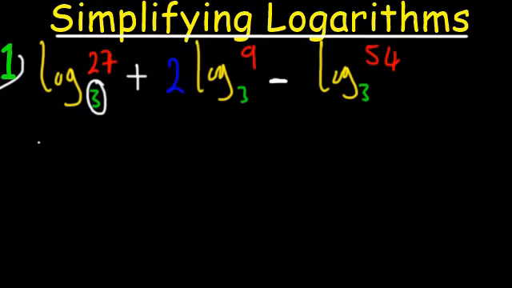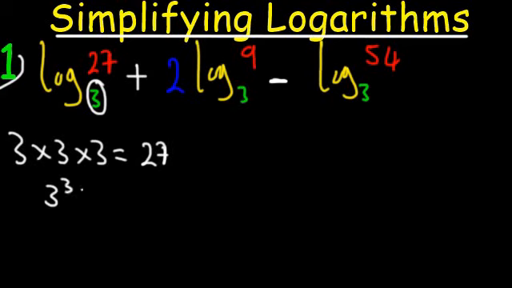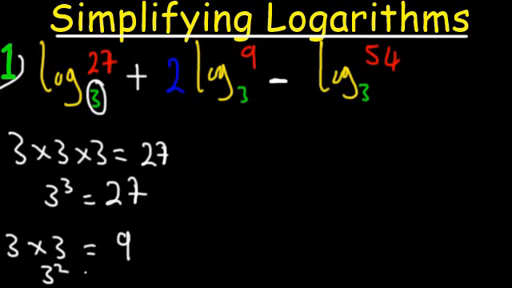Now, in how many different ways can we multiply 3 by itself that will result in 27? So it turns out that 3 times 3 times 3 will be equal to 27. And in index form, 3 to the power of 3, which is the same as 3 cubed, will be equal to 27. Now, what about 9? It turns out that 3 in 2 places will simply be equal to 9. And in index form, 3 squared will simply be equal to 9.